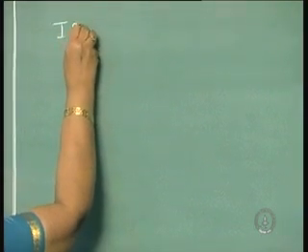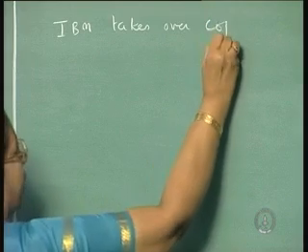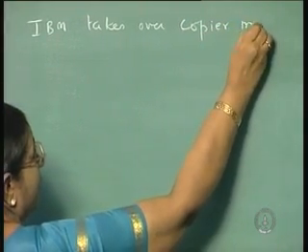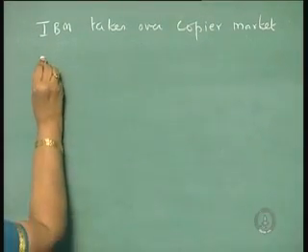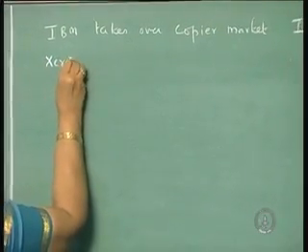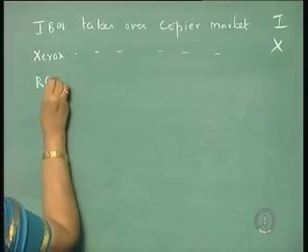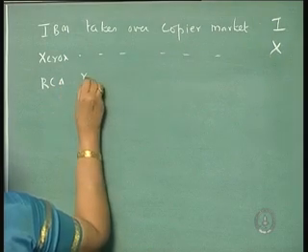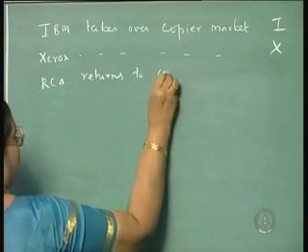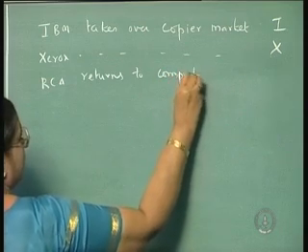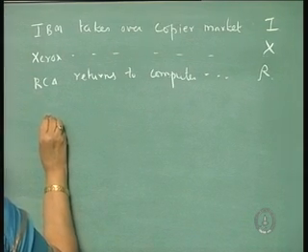IBM takes over copier market. Xerox takes over the copier market. RCA returns to computer market. So, it can be written like this.